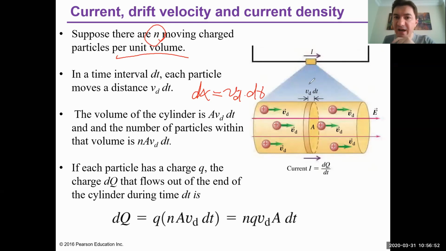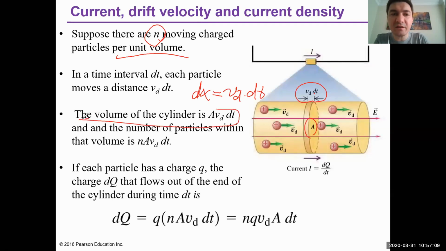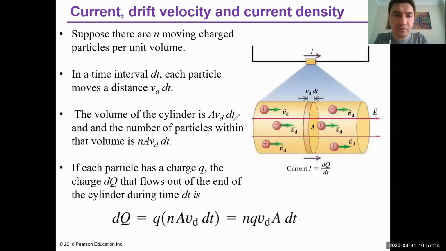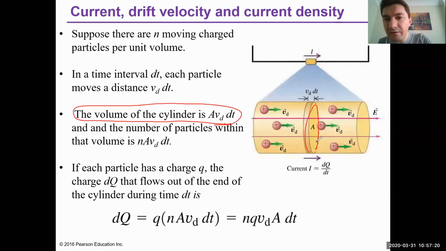So what is the volume of this disk? The volume is drift velocity times dt times area. This will give us the volume of the cylinder. The volume of the cylinder is given by the area of the cylinder and the thickness of the cylinder. The thickness of the cylinder is given by that expression, the displacement of the charged particles.